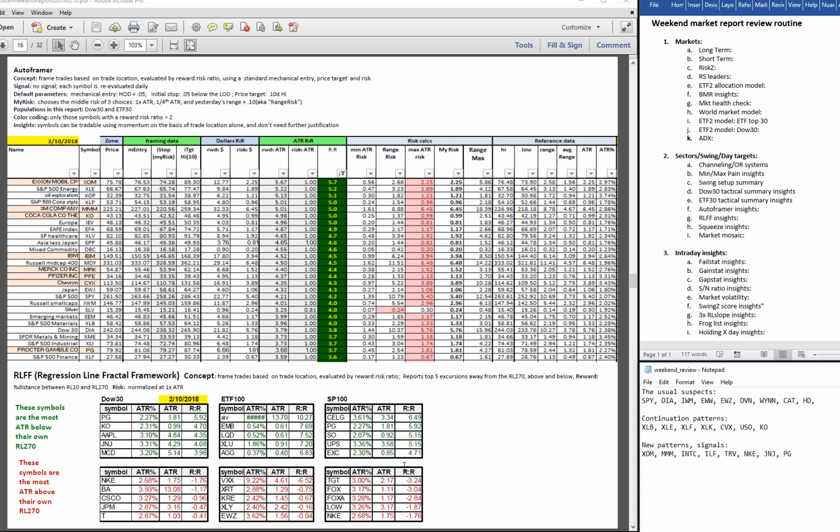The most number of ATRs above their own RL270. Notice none of these are. Or correction, none more than two. So Nike and Boeing. We're going to look at Nike, but Boeing. These are the relative strength leaders here on the bottom shelf.